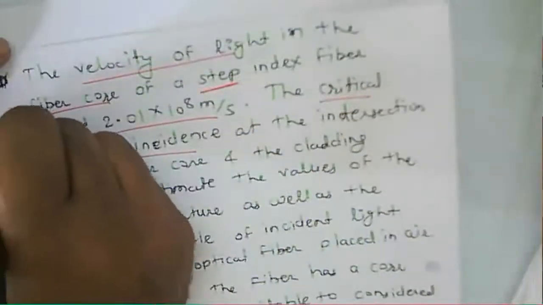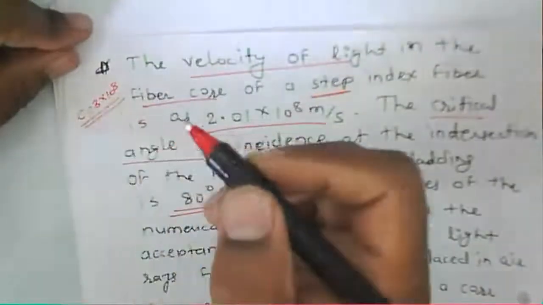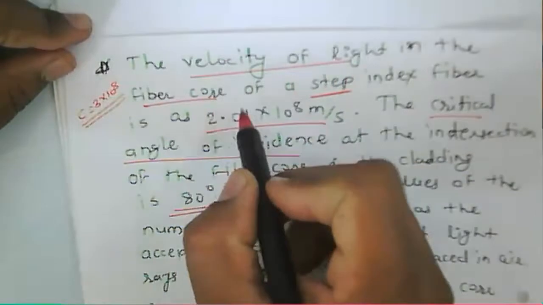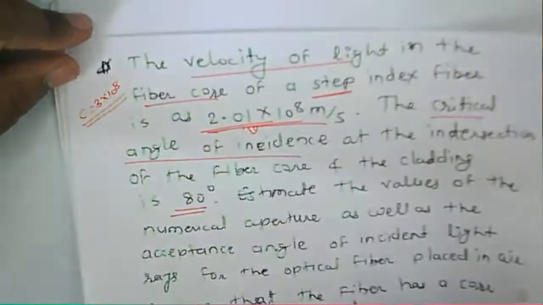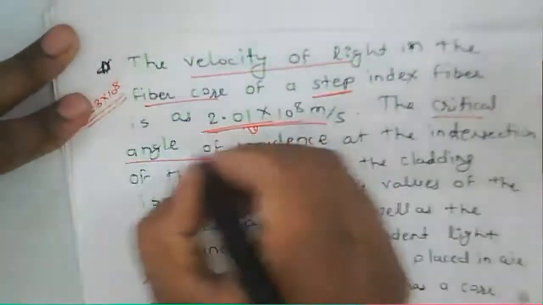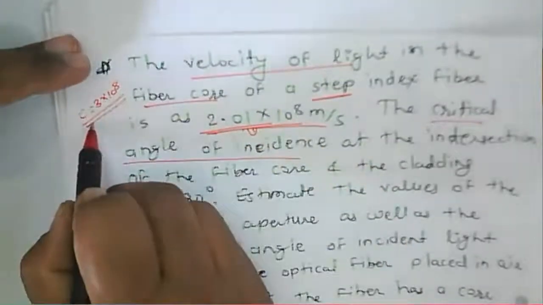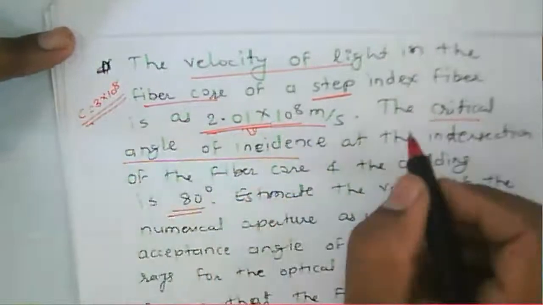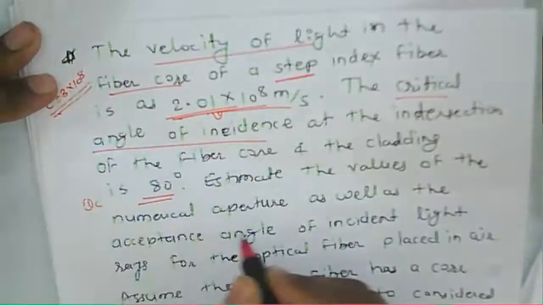Generally, we say that the velocity of light is 3 into 10 to the power 8. But here it is the velocity of light in the fiber core, and that velocity is less than the light velocity. Next, the critical angle is given. It is about 80 degrees. That is theta c.